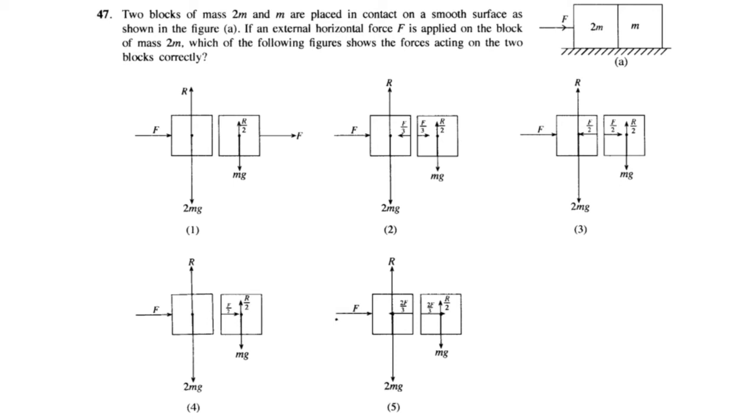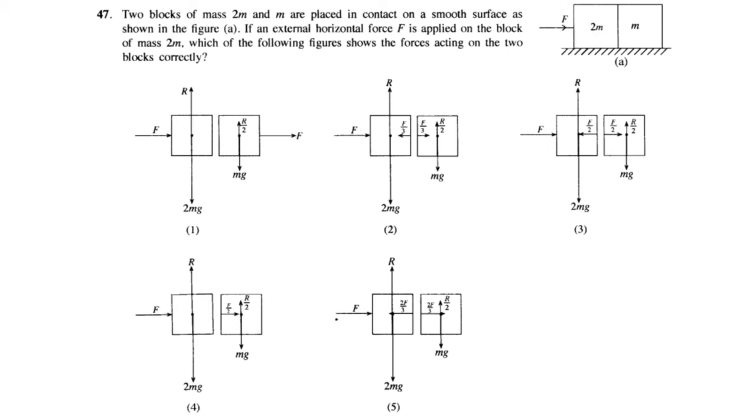Question number 47. Two blocks are placed in contact on a smooth surface as in the figure. If an external force F is applied on the block of mass 2m, they are asking which figure shows the forces acting on the two blocks correctly. When you look at the answers, you can see all the vertical forces are same in each answer. So don't worry about the vertical forces.